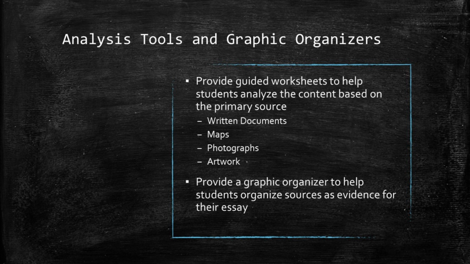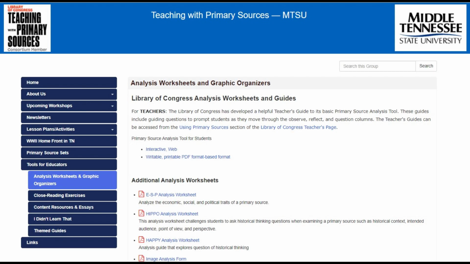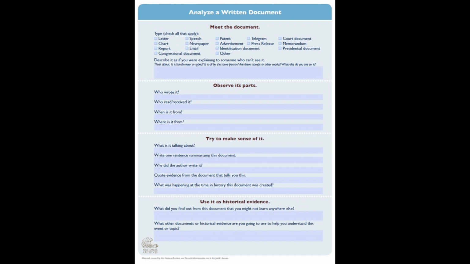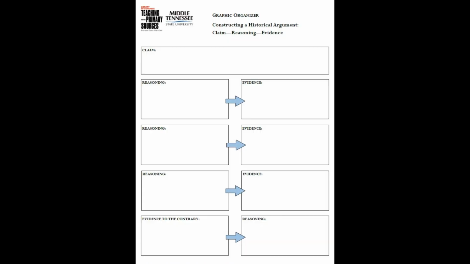There are many different worksheets you can use based on the type of primary source to help students. You can also provide a graphic organizer for students to use when they begin organizing evidence for their essay. There are a number of free sites providing access to these scaffolding tools, like the National Archives and Middle Tennessee State University's pages. They break down their worksheets to specify whether a primary source is artwork, a written document, or a map, among others. There are a number of graphic organizers students can use to help organize their essay, so find one that works best for them and you.